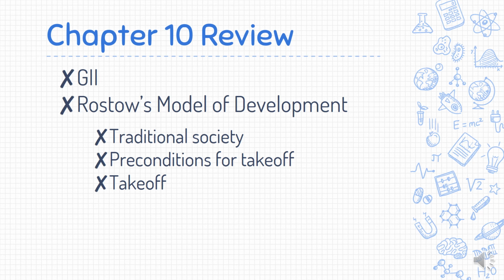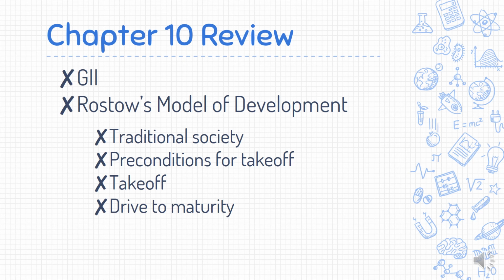The third level of Rostow's model of development is takeoff. And this is when a country experiences rapid development in just a few industries. And so like we said in the Middle East, there were several countries who became rich almost overnight based on the oil industry. And so that would be an example of takeoff.